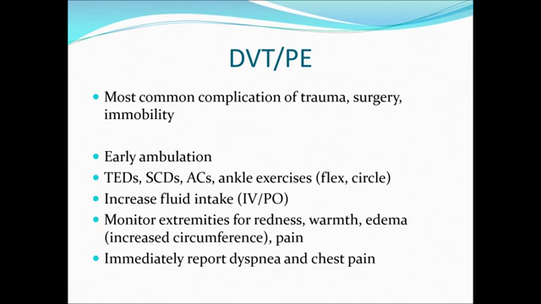Want to watch the extremity for redness, warmth, edema, especially increased circumference. Compare one side to the other. That can be a real good way to identify problems. And of course, pain. You want to immediately report any dyspnea and chest pain because that may indicate that the DVT that formed likely in the lower extremity has now dislodged and is up in the lungs.